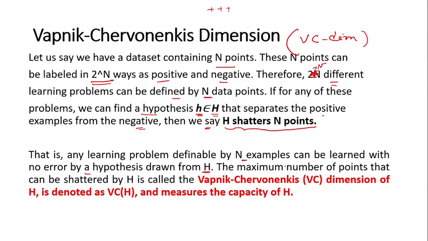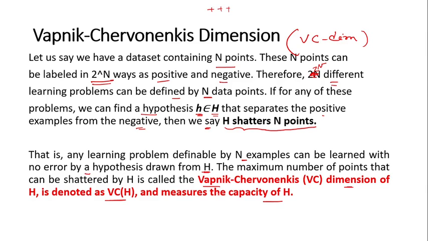from H. The maximum number of points that can be shattered by H is called the Vapnik Chervonenkis dimension of H, denoted by VC(H), and it measures the capacity of H. So this is a very interesting concept which set the path for classification of positive and negative examples. If we think from the binary classification point of view, it sets the path for positive and negative examples. So Vapnik Chervonenkis dimension, or VC dimension.